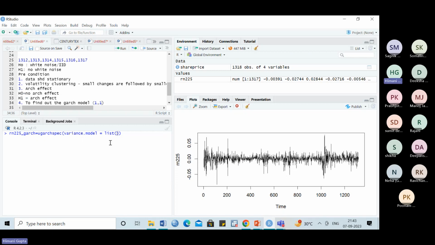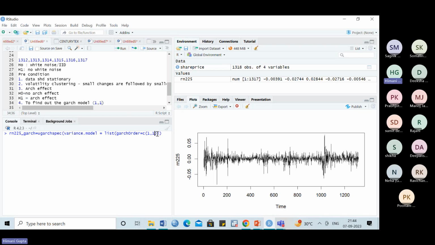If you remember, in the ARIMA model we used the command arima, comma, order is equals to c(1,0,1). Similarly, over here also we have to give the order. We have found out that our order is 1 1. So list garchOrder, my garchOrder is equals to c(1,1). This is my garch order.